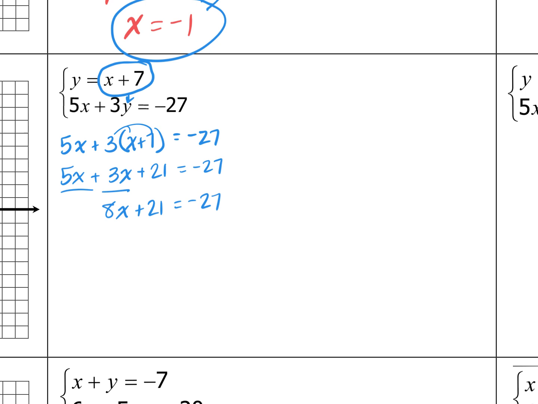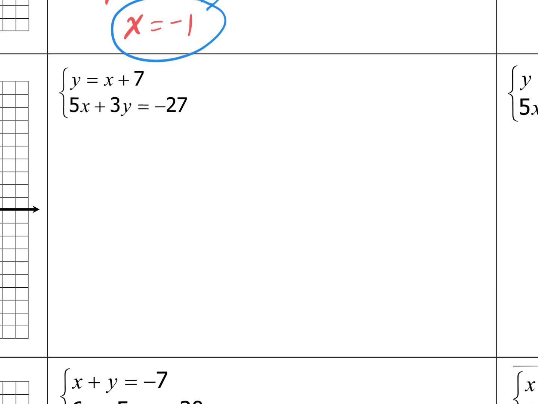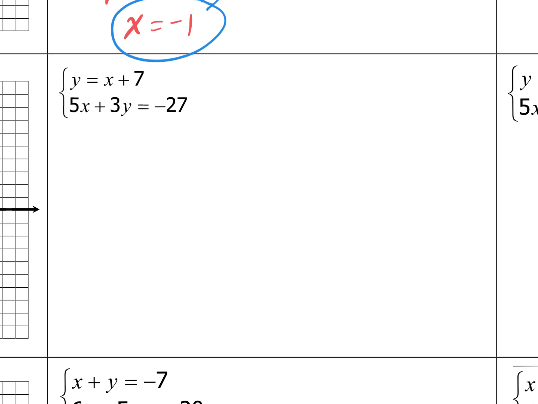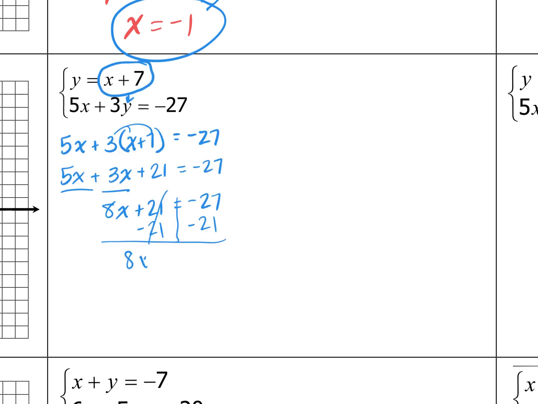Yep, 8x plus 21 equals negative 27. Now to solve this, we're going to subtract 21 from both sides. Since they are both negative, you're adding them together and the answer is negative 48. And then you're going to divide by 8 and get x equals negative 6.